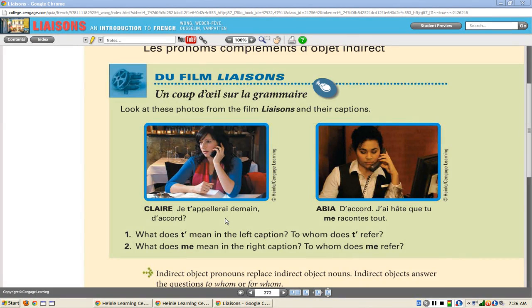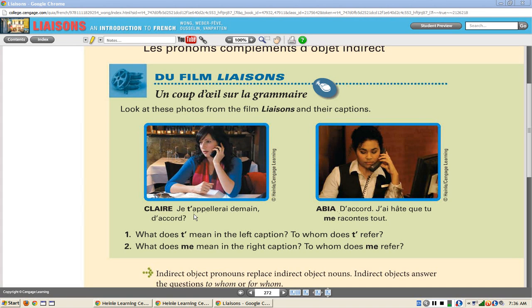Bonjour, here we are in the first grammar lesson of chapter 7. And we see Claire who's saying into the phone, "Je t'appellerai demain, d'accord?" And Abia, "D'accord. J'ai hâte que tu me racontes tout." Now we see a t apostrophe, because appellerai begins with a vowel. And we see a "tu me racontes," me.